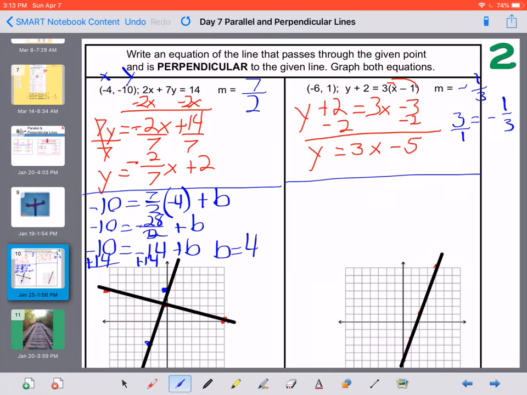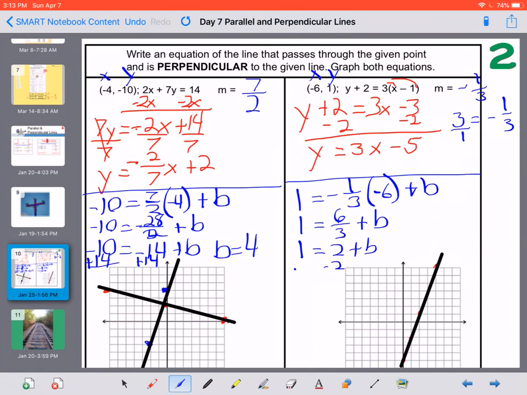So in this case, x is negative 6 and y is 1. So 1 equals negative 1 over 3 times negative 6 plus b. We got to find our b. 1 is going to equal a positive 6 over 3 plus b. And that can simplify to 1 equals 2 plus b.